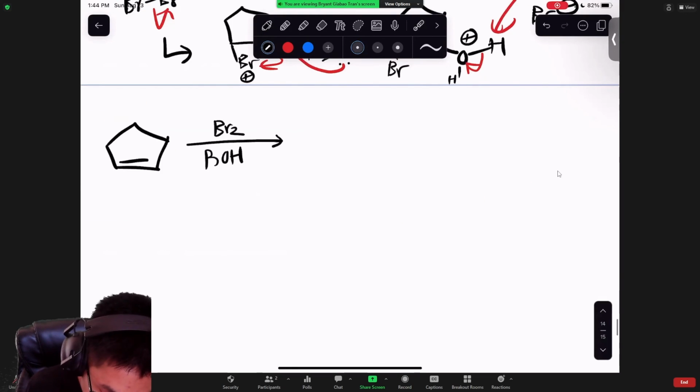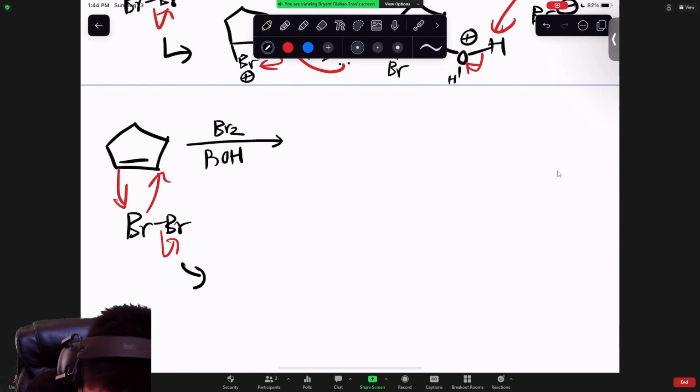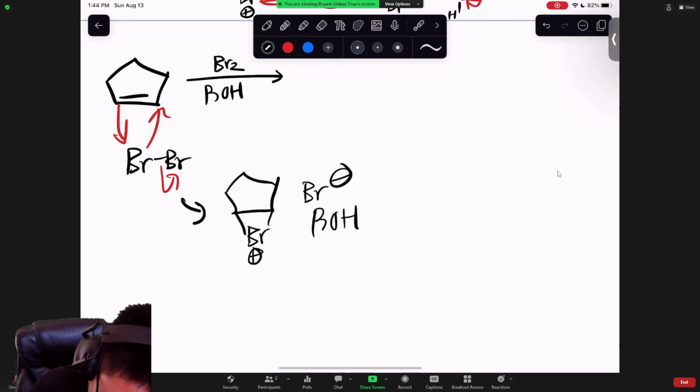Now let's go over the alcohol situation, which is very similar to the water situation, but just different nucleophilic solvents. So we have a competition between the Br minus and alcohol, but alcohol overpowers it because there are excess, way more alcohol molecules than Br minus.